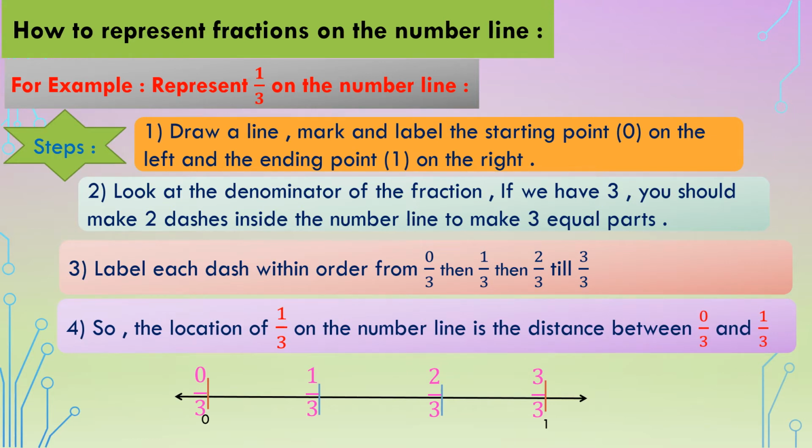Step number 4, the location of 1 over 3 on the number line is the distance between 0 over 3 and 1 over 3. Join the distance between 0 over 3, the starting point, and 1 over 3.